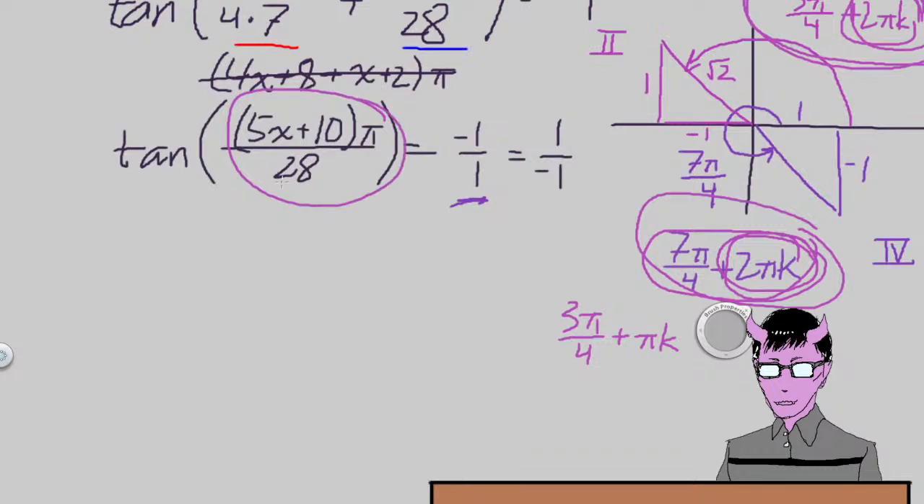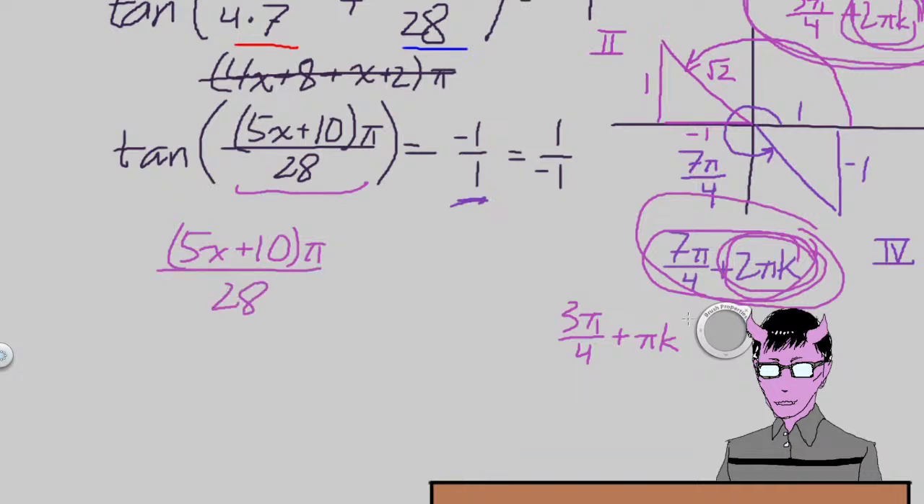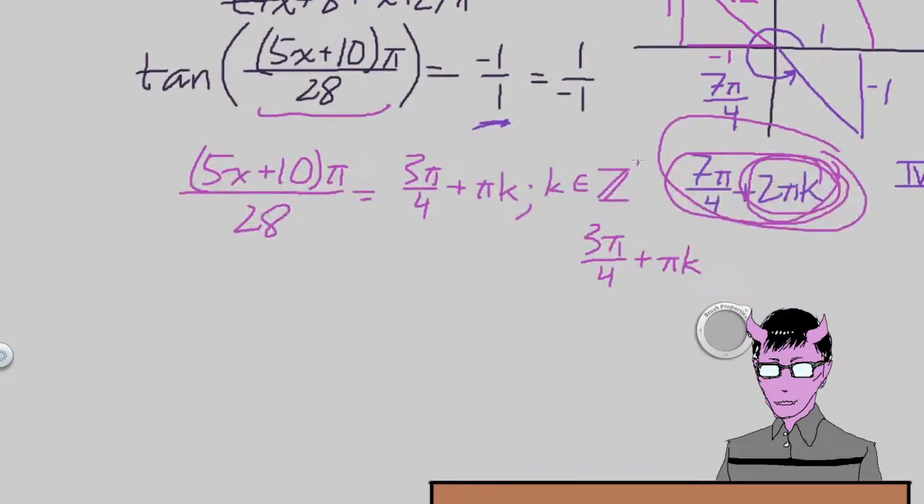So we're going to copy paste the argument. What argument will lead us to this particular angle? So let's do that. We're going to take the 5x plus 10 pi all over 28, and we will force that to be equal to the only scenario that we care about, which is 3 pi over 4, and all infinite answers, so plus pi k. k is an integer. Alright. So again, only one scenario to really consider.